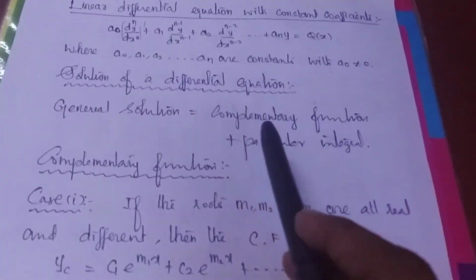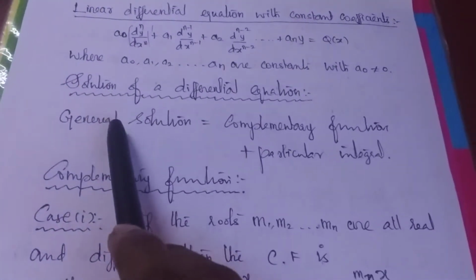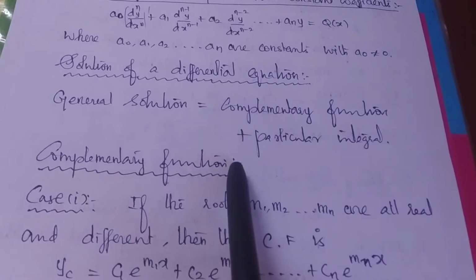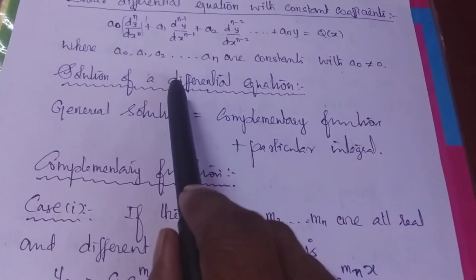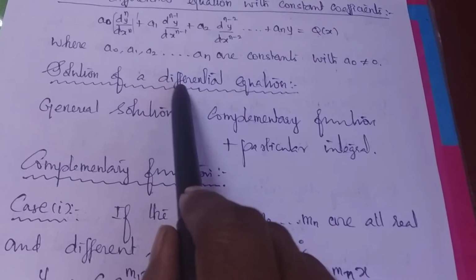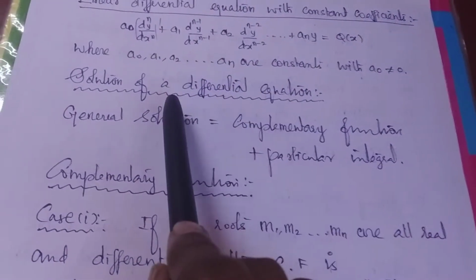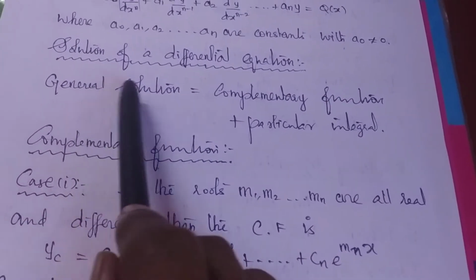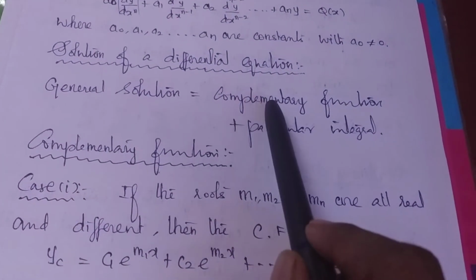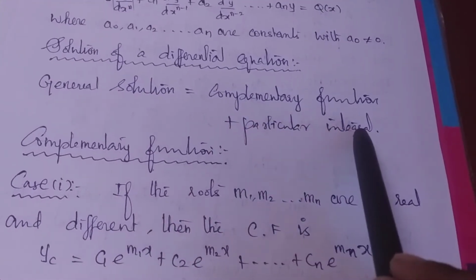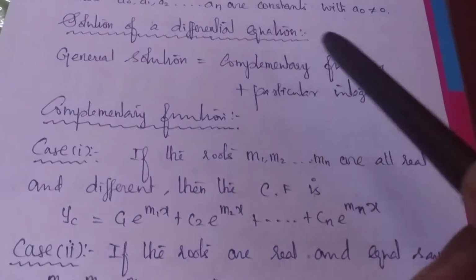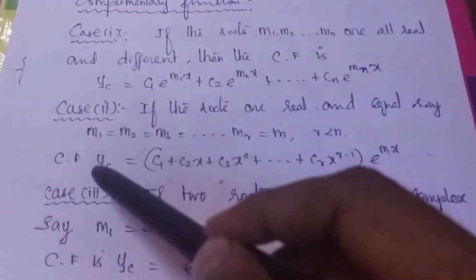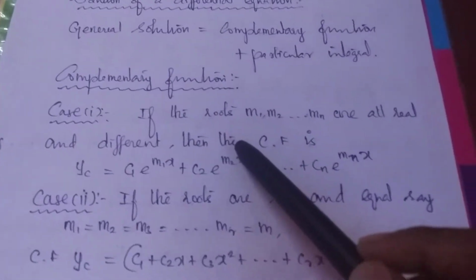Solution of a differential equation. General solution equal to complementary function plus particular integral. So next we find the solution of a differential equation. As already framed, the general solution equals complementary function plus particular integral. First, the complementary function. For the complementary function, we have three cases based on the roots.